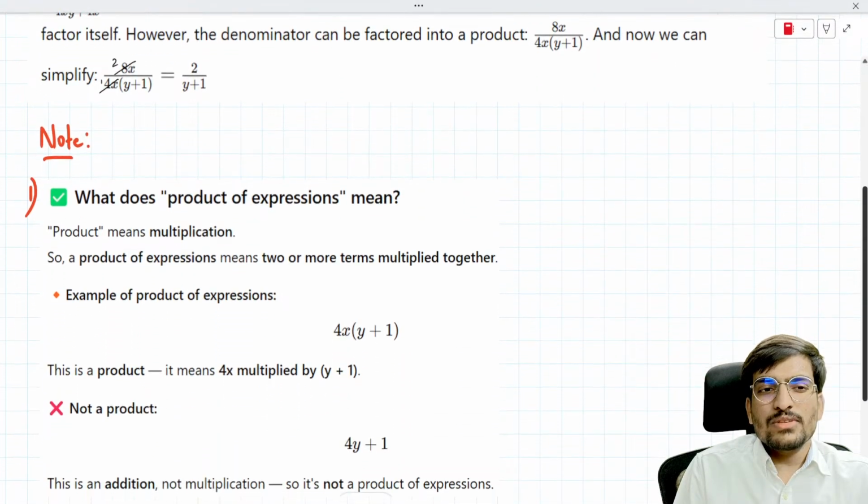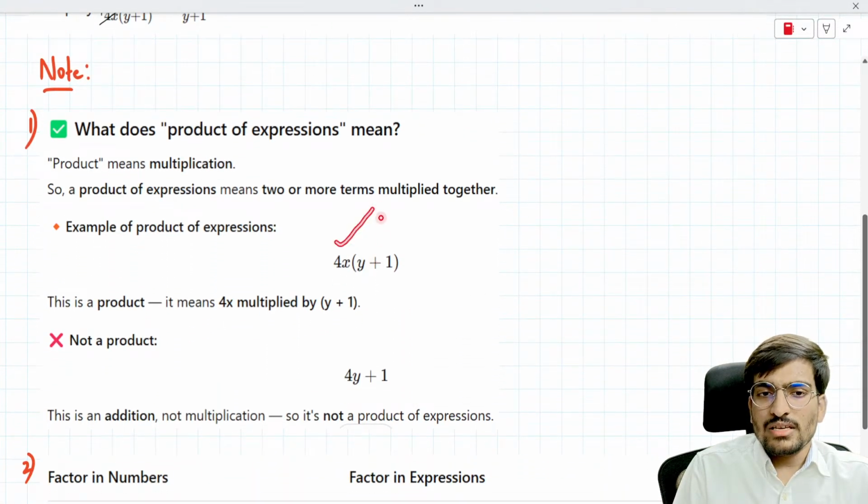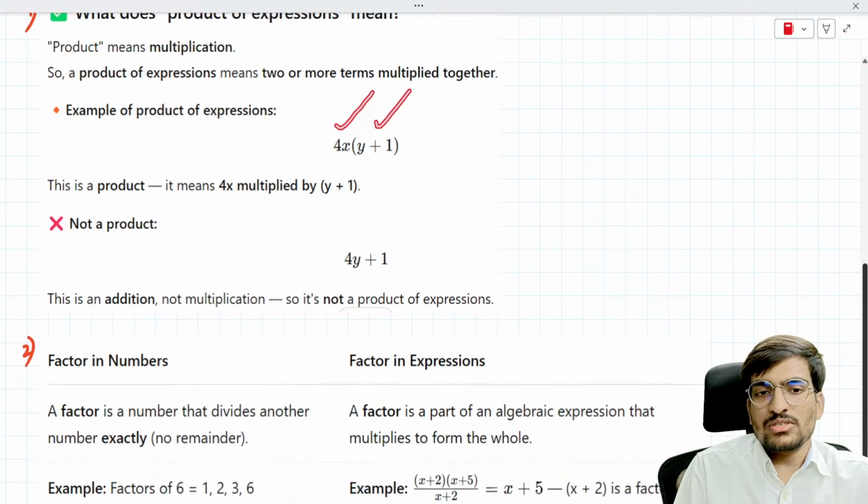Done. This is the same thing. What does a product of expressions mean? Like you can see, if two expressions are in a product, we say product of expressions. That's it.